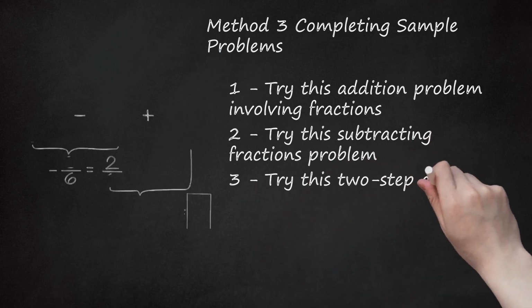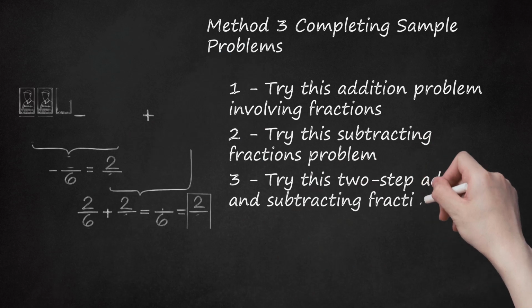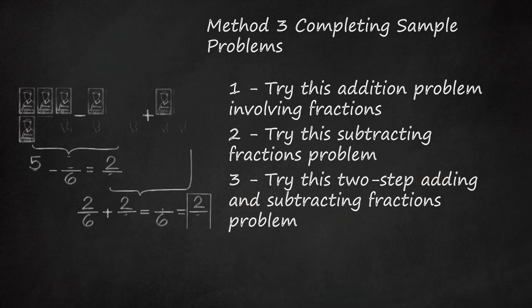3. Try this 2-step adding and subtracting fractions problem. Donna and her friends are collecting a set of baseball cards. Donna has 5/6 of the cards in the set, with no duplicate cards. She gives 3/6 of her set of cards to Essie for her birthday. Then Donna gets 2/6 of the set from Grace in exchange for some candy. What fraction of the full set does Donna end up with?